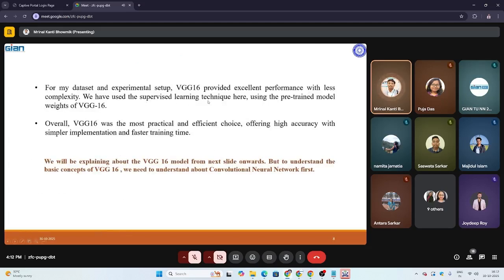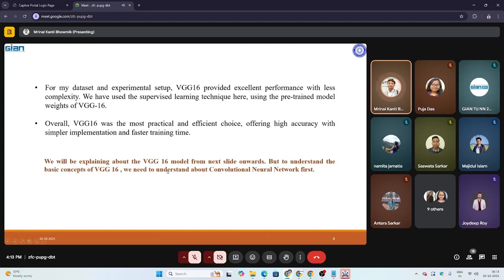We have used the supervised learning technique here. As you all know what supervised learning is, we'll be training the model by giving the input images as well as the labels. We'll be passing the input images to the VGG16 neural network architecture so that the model learns about the features, the shapes and textures. We have used the supervised learning technique here using the pre-trained model weights of VGG16. Overall, VGG16 was the most practical and efficient choice, offering high accuracy with simpler implementation and faster training time. We'll be explaining the VGG16 model from the next slide onwards.